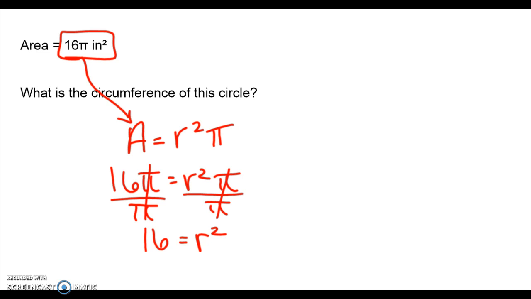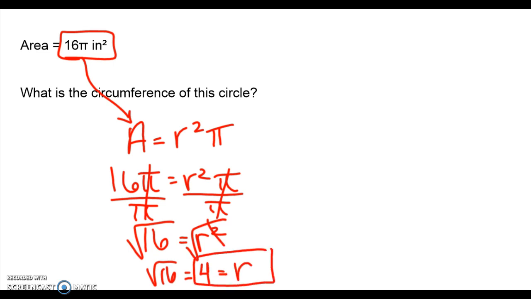Now, how do we get rid of a squared like that? We're going to square root to get rid of it. So r ends up being the square root of 16, which ends up being 4. So 4 is my radius for this problem.